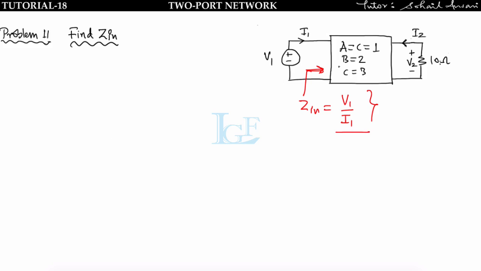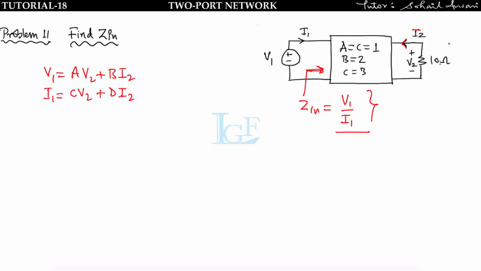Since ABCD parameter is given, first write the ABCD parametric equation: V1 is equal to AV2 plus BI2. Why am I taking a plus? Because I2 is going inward. If I2 were the other way, then I would have to take minus. Since in the problem the polarity of I2 is given inward, we take a plus. And I1 is equal to CV2 plus DI2.